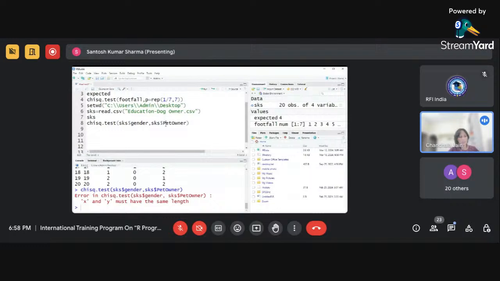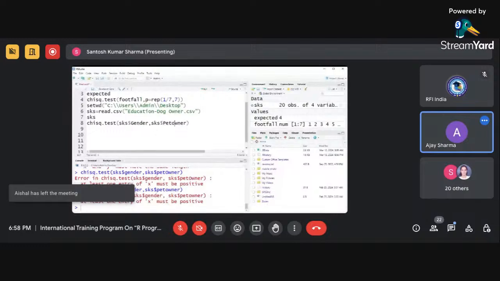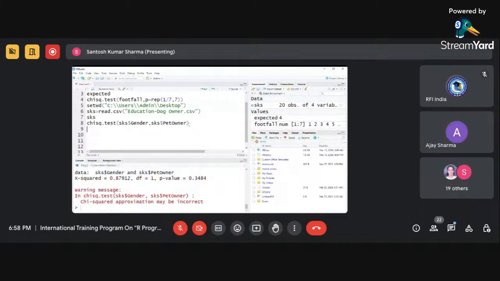Was gender in uppercase? I think pet owner is in uppercase. There is some problem. I need to check in my file whether gender was in uppercase or what. No, gender is in sentence case, G capital. And in pet owner also, P capital and O capital. Yes, it was sentence case, correct. P capital, sir, and O capital. P and O, yeah. Now run. It's a case sensitive language, right, sir? Yeah. You got it. Great.